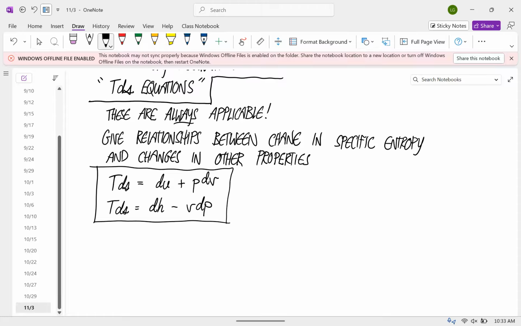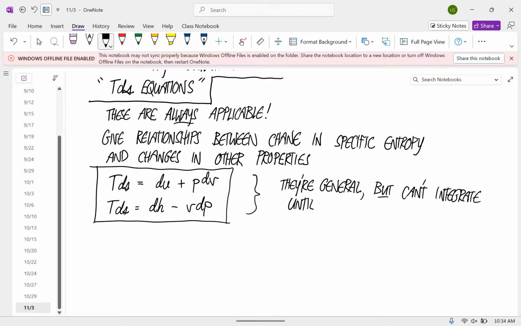So I said these are always applicable. They're like general equations, but the problem is, okay, they're general, but you can't integrate these to get answers until additional assumptions are made. And those are just going to depend on your specific case.